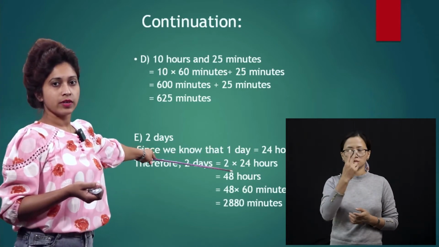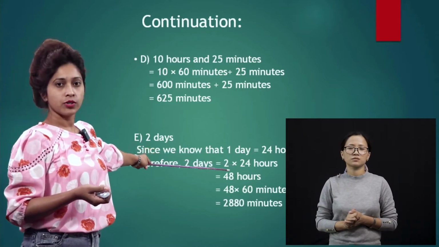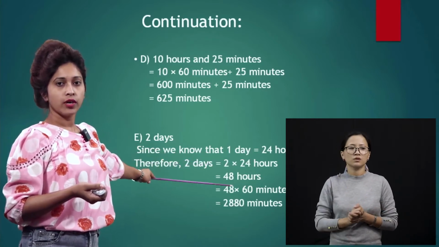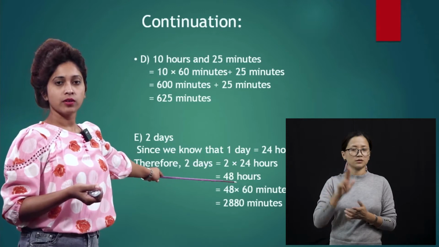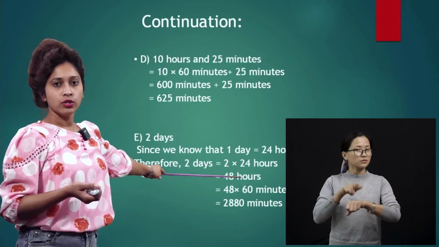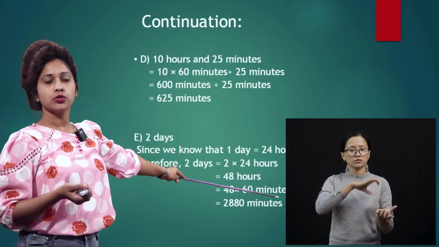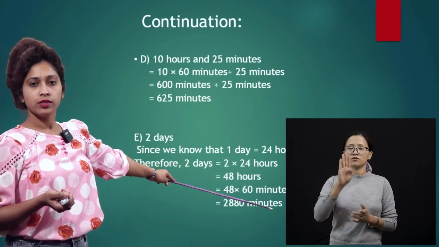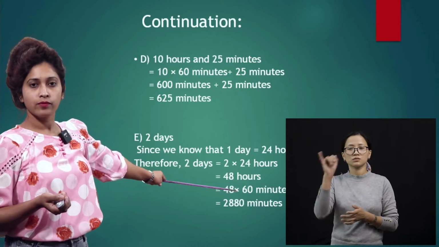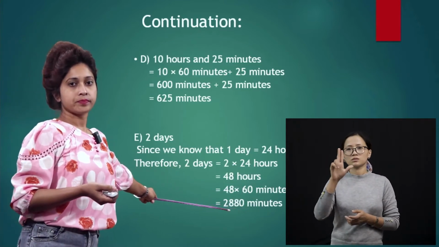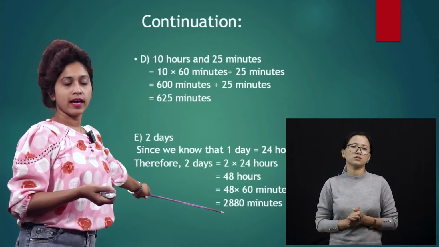Can you see here, children? You need to multiply with 24. If you multiply 2 into 24, how much will you get, students? You'll get 48 hours, right? So here it is hours. And then you need to convert it into minutes. Now, in order to convert it into minutes, you need to multiply 48 into 60 minutes and you will get this amount. How much will you get?